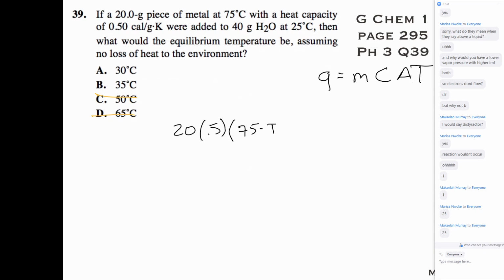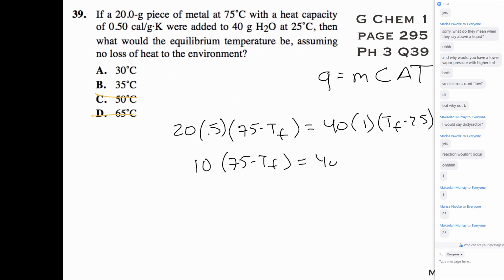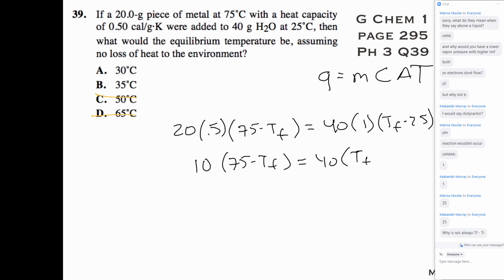And I have the freedom to do that because there's a negative sign in the equation that I'm going to ignore. Equals 40 times 1 times T final minus 25. I'm hoping this math works out, but we'll see if it does. 10 times 75 minus TF equals 40 times TF minus 25. How many are okay with getting rid of that and making that 4?